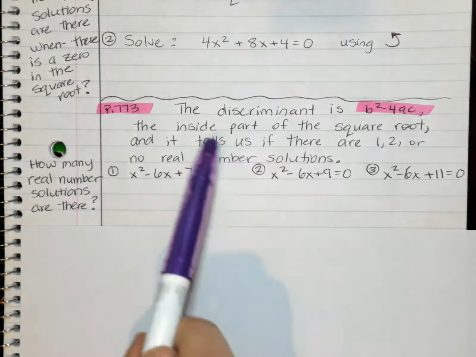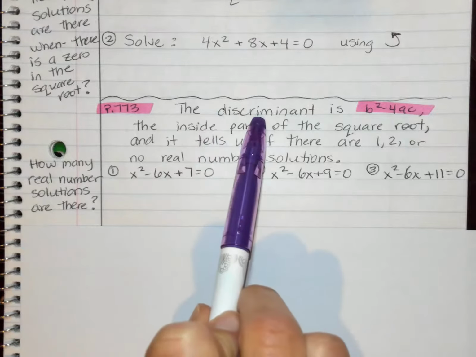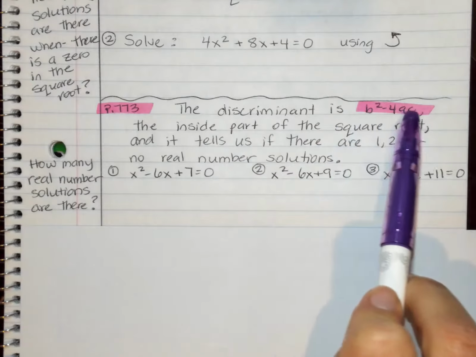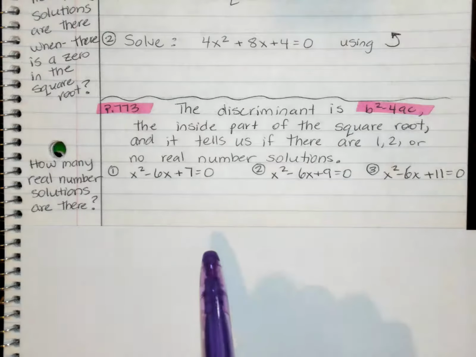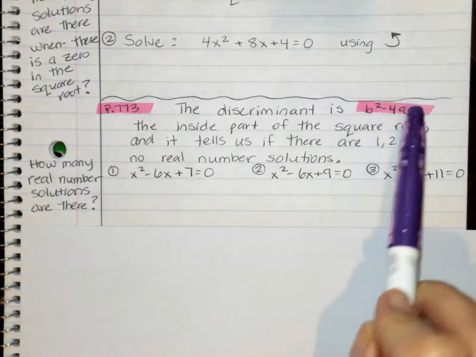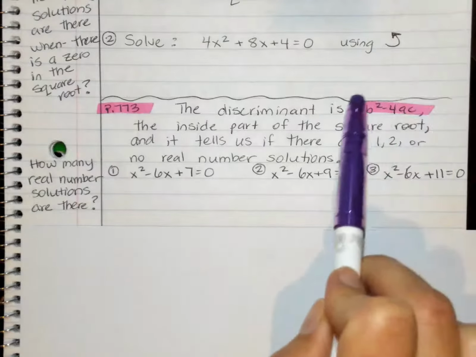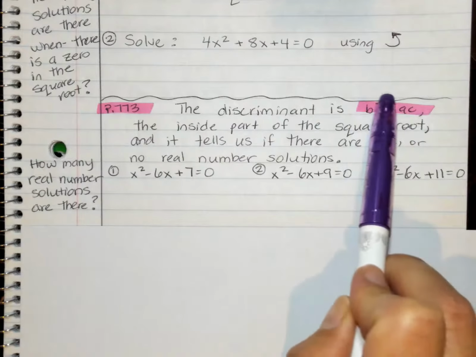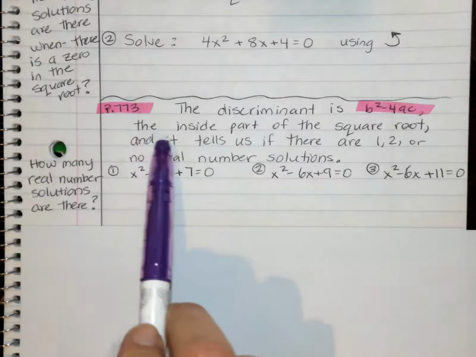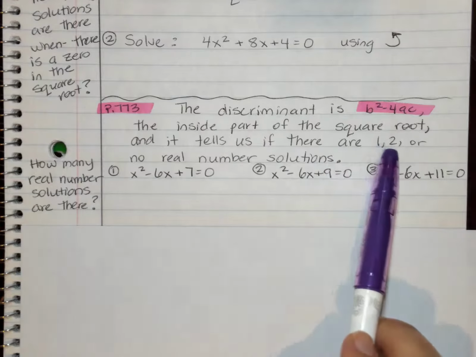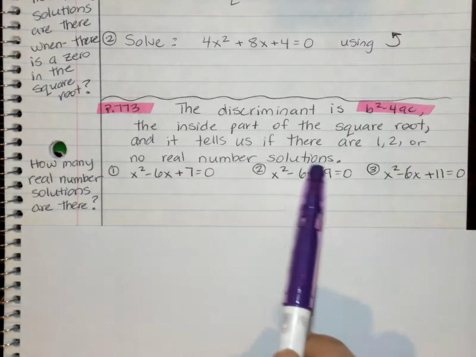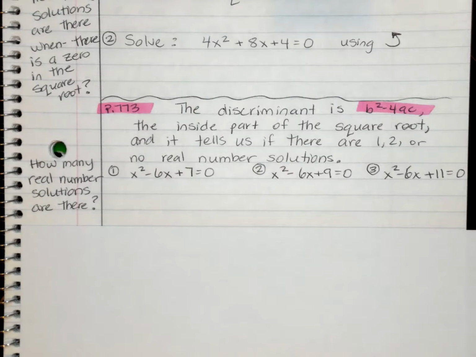But write this down. It's a note about the discriminant. The discriminant is b squared minus 4ac, which is the part inside the square root of the quadratic formula. So it's part of the quadratic formula, but just calculating this part, so not having to do the whole thing, just calculating that inside part of the square root, it tells us if there are 1, 2, or no real number solutions. So let's look in the book real quick.